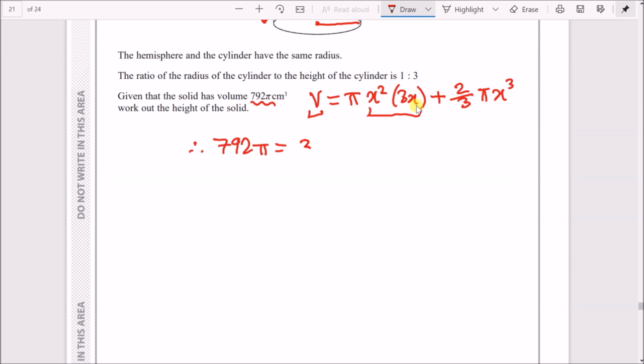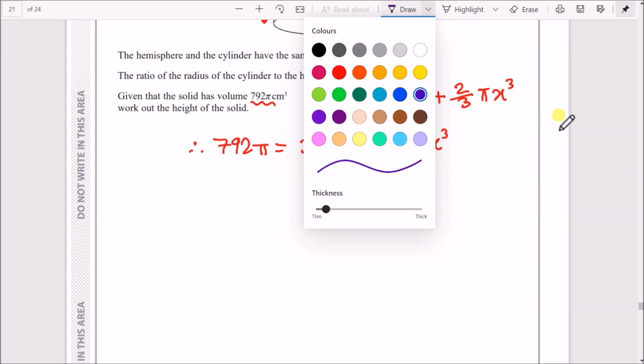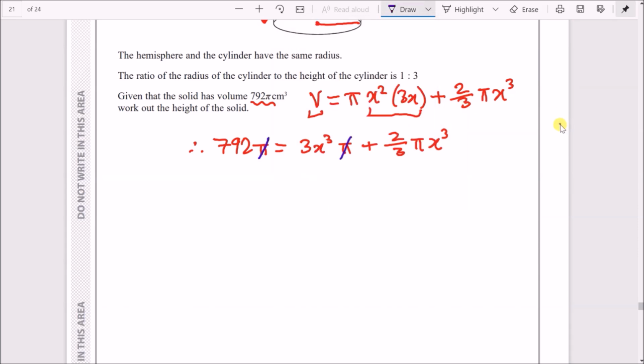That's just going to give us 3x cubed pi, plus 2/3 pi x cubed. When you look at all of these terms, they each have a pi, so we could just cancel them out. So let's delete the pi across. Then if we tidy this up, we've got 792 equals, we're just left with 3x cubed plus 2/3 x cubed. Well, 3 plus 2/3 is actually 11/3, and then x cubed. And now we just rearrange to make x the subject.